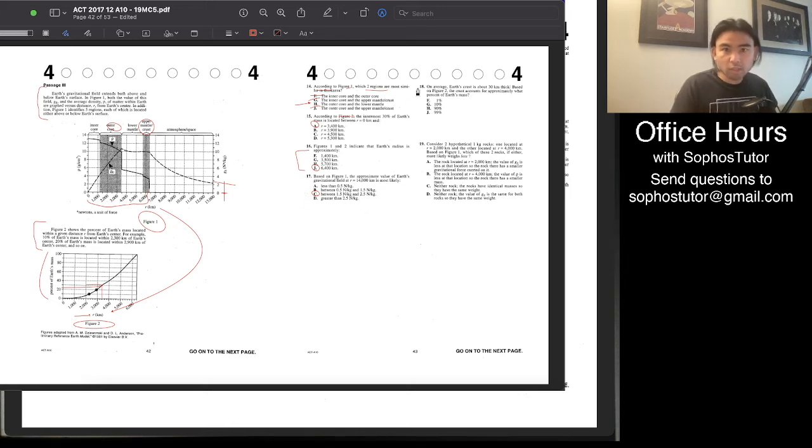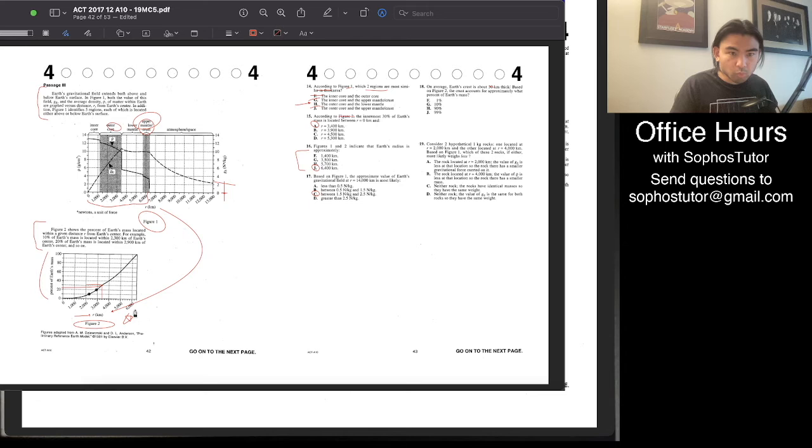Okay. Now to question 18. On average, the Earth's crust is about 30 kilometers thick. Okay, 30 kilometers thick. Based on figure 2, we're going back to figure 2 here. The Earth's crust accounts for approximately what percent of the Earth's mass? Well, the Earth's crust is the farthest away from the center. Again, we verified that up here.